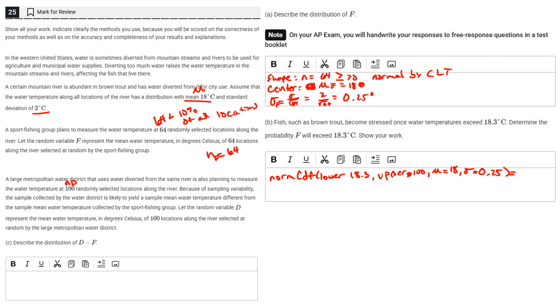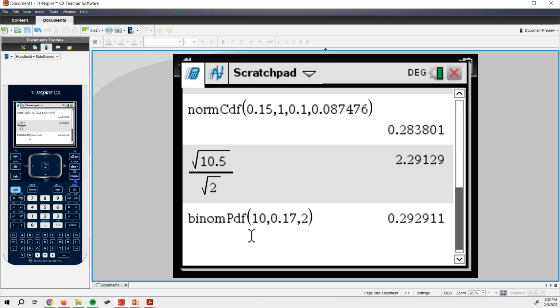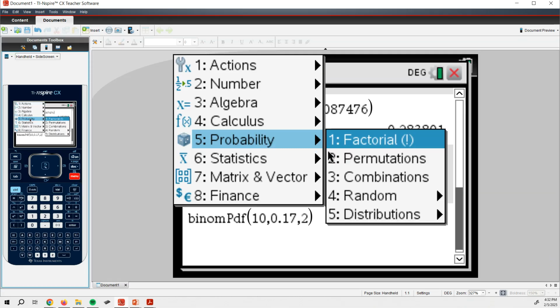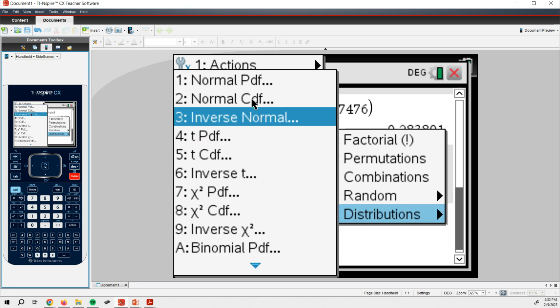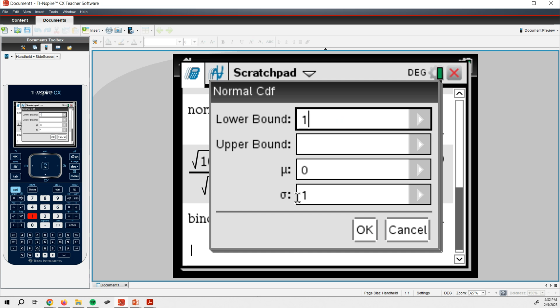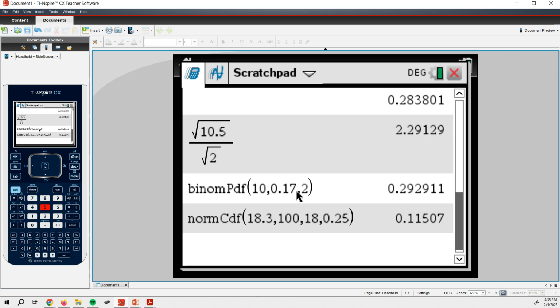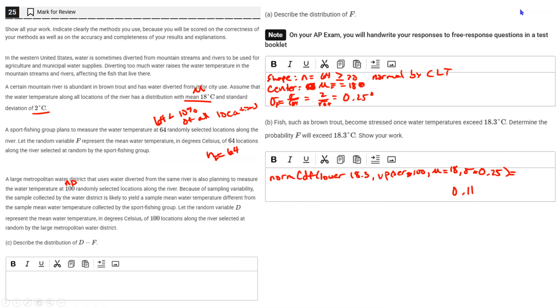So that probability should be 0.11. Actually, let's just do it in the calculator real quick. So we'll do menu, distributions, normal CDF. Lower bound 18.3, upper bound 100, mean 18, and 0.25. So that's 0.11507.